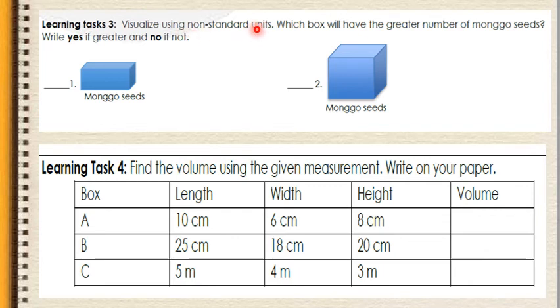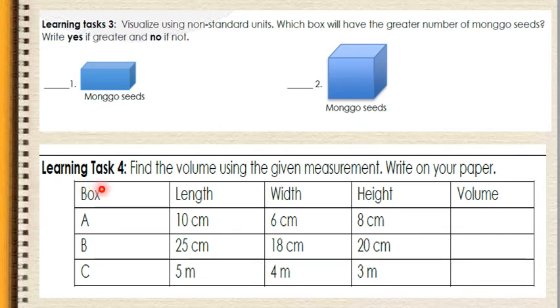Learning task 3. Visualize using the standard units. Which box will have greater number of mango seeds? Write yes if greater and no if not. So, kung ito daw dalawang box na ito are going to be filled with mango seeds, alin ba dito sa dalawang box na ito ang magiging pinakamarami ang laman? So, yung pinakamarami ang laman, lalagyan mo ng yes. Yung mas maunti ang laman, susulatan mo ng no sa guhit.